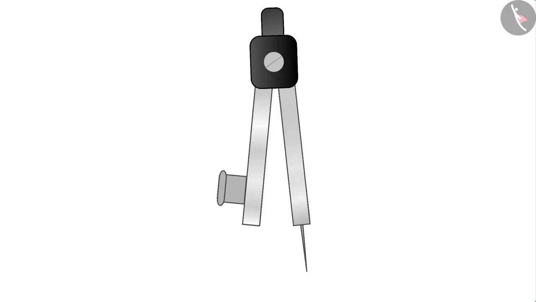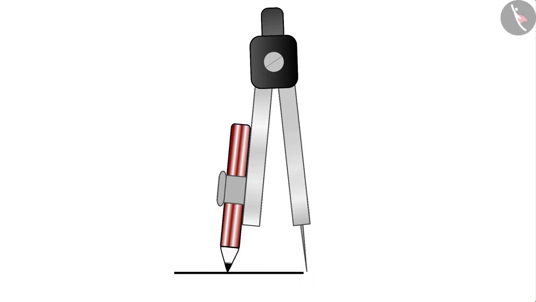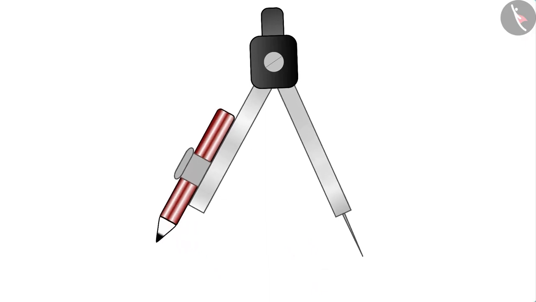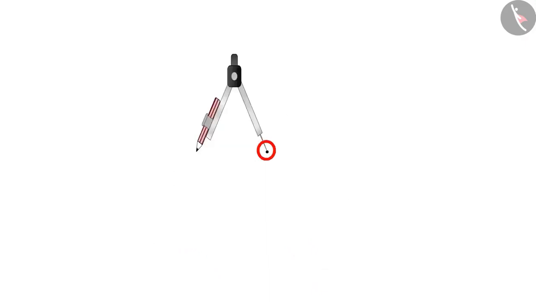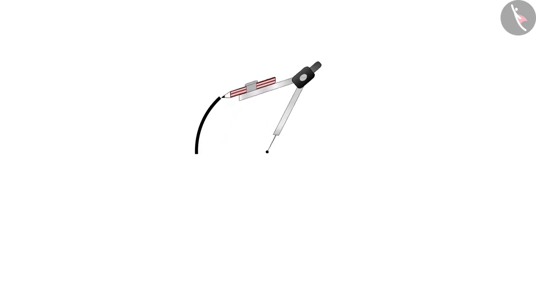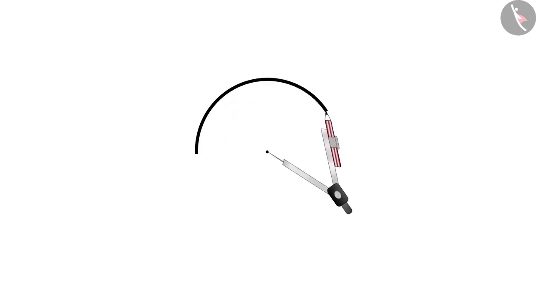One side has a sharp pointed end, and the other side holds the pencil. The pencil is fixed in such a way that the writing end of the pencil and the pointed end of the compass are on the same line. Now pull apart the compass. Keep the pointed end on the paper and make sure that it does not move from its place while making the circle. Now we turn the pencil end on the paper.